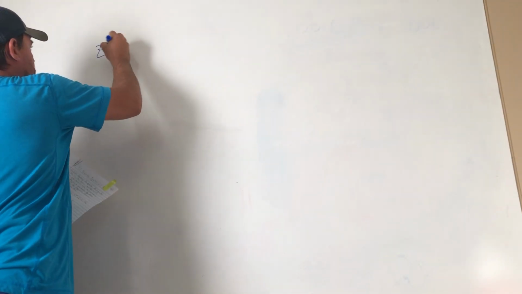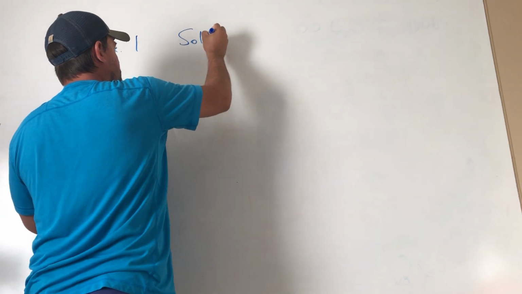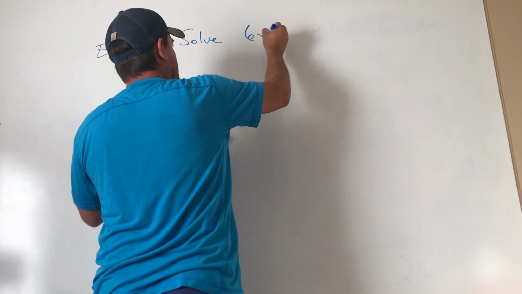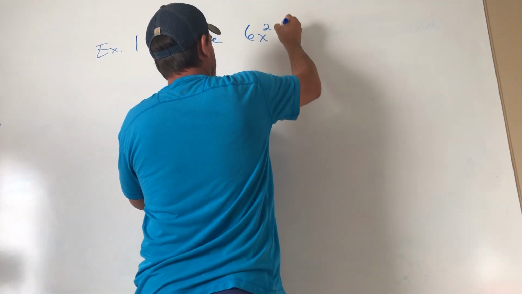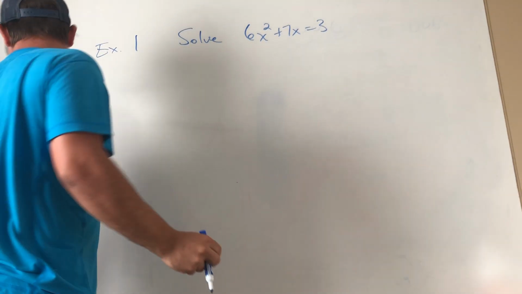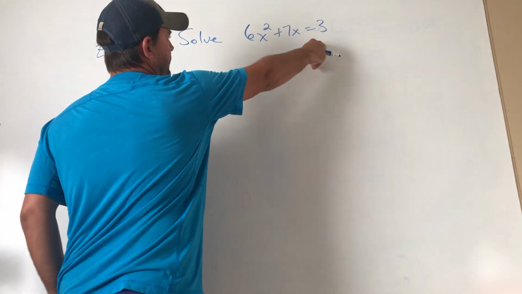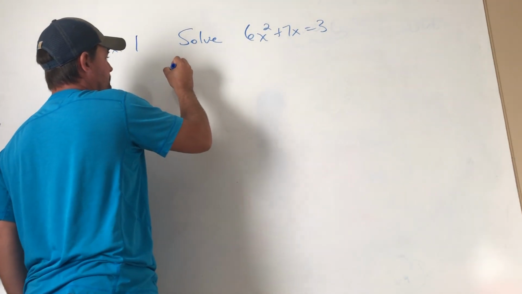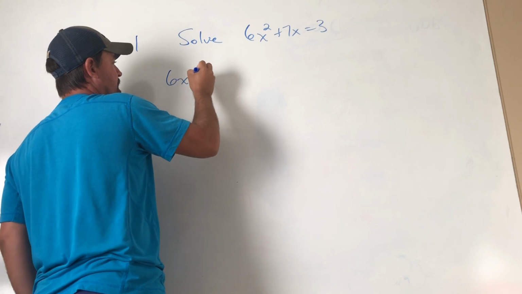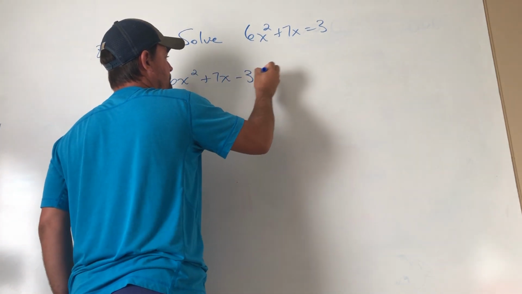So our first example, example 1, solve 6x squared plus 7x equals 3. Okay. So what I need to do here is get this 3 on the left hand side of the equation with all the x's. I get 6x squared plus 7x minus 3 equals 0.